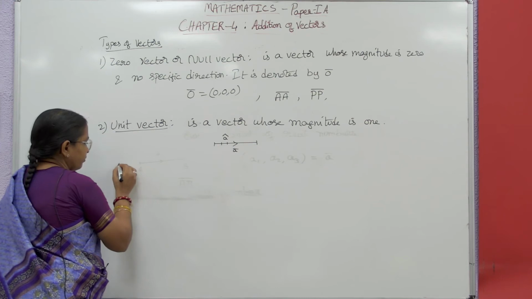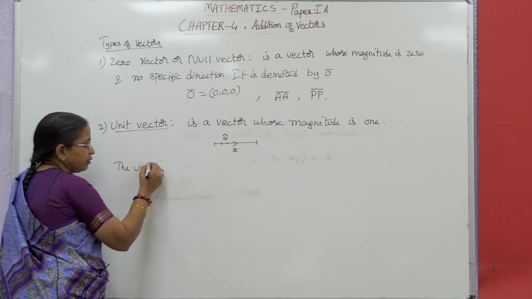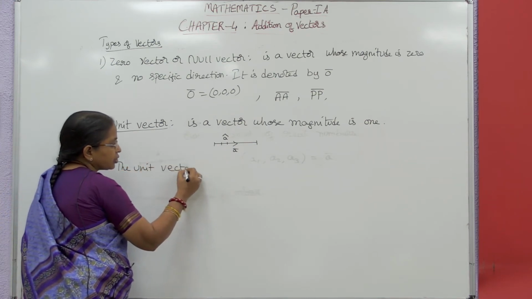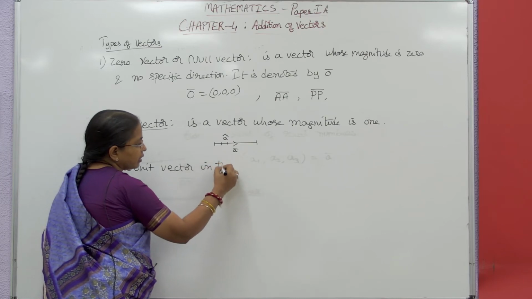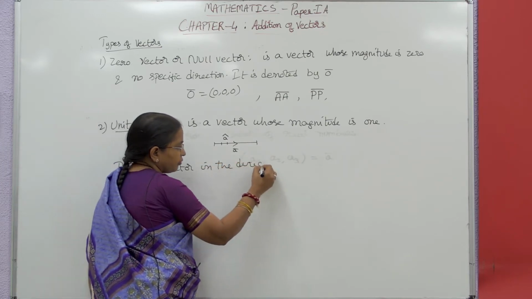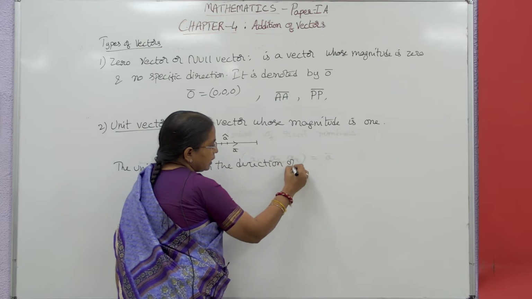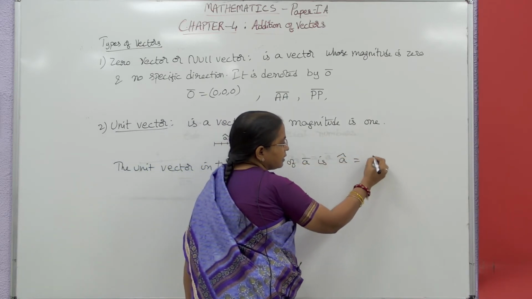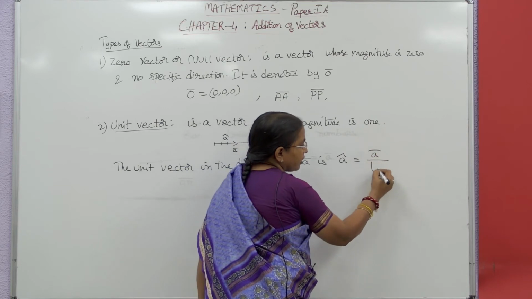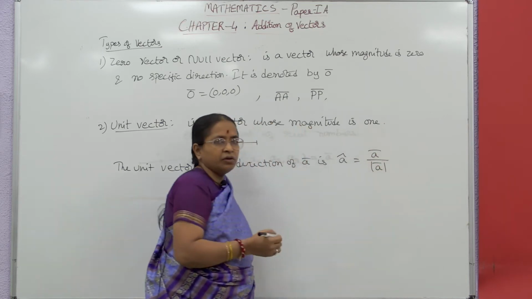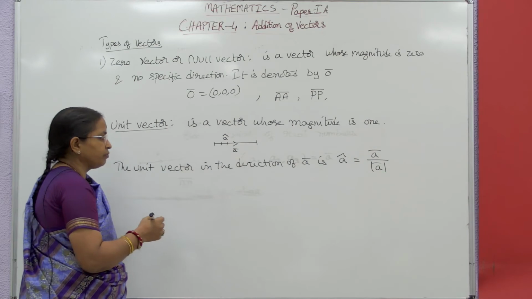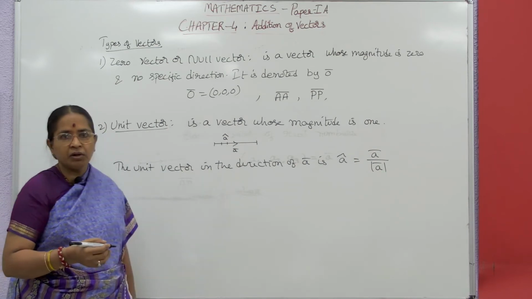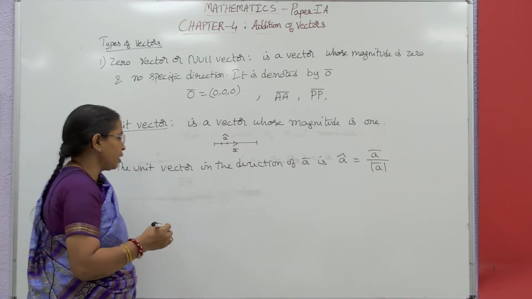Now the unit vector in the direction of A is denoted by A cap, and it is given by the definition A vector by mod A. The unit vector in the direction of A, A cap, is equal to A by mod A.